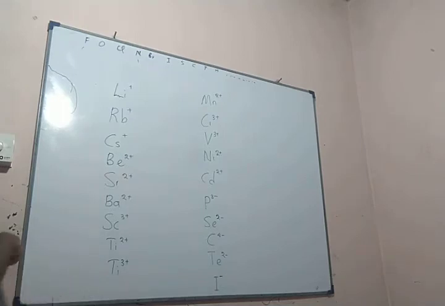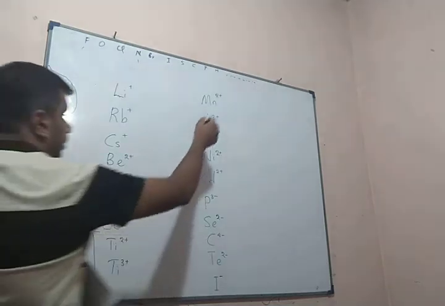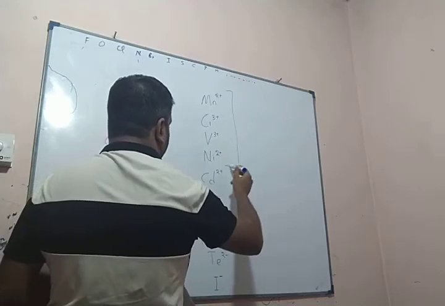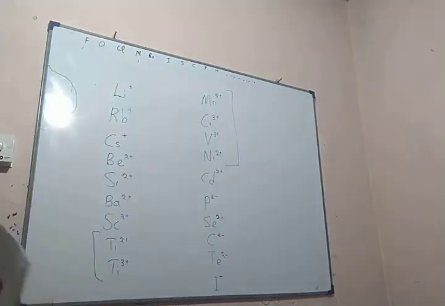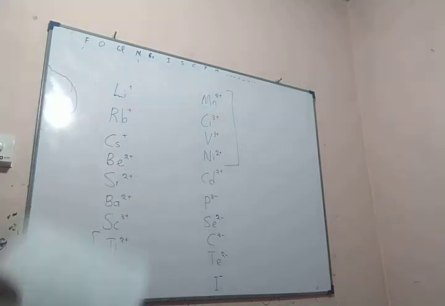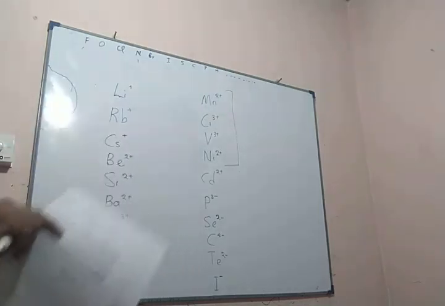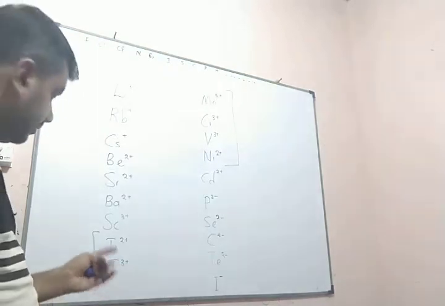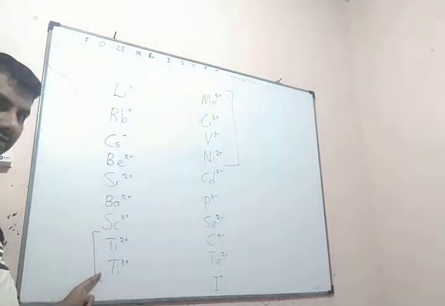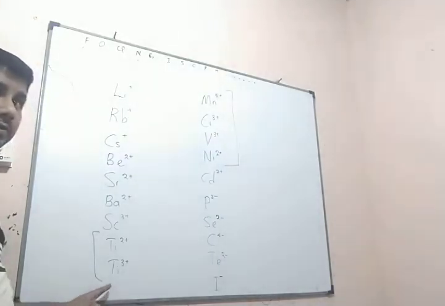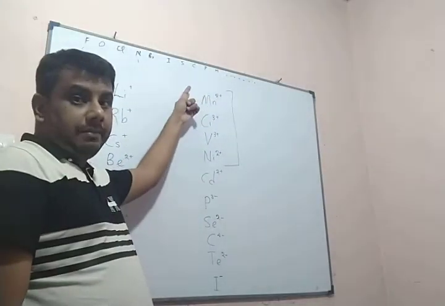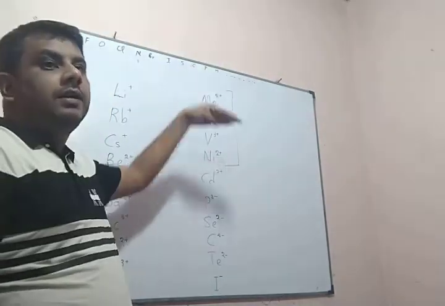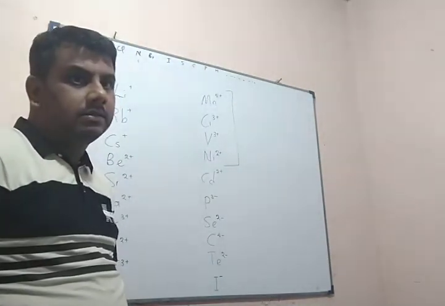For these ions, you should write the oxidation number within bracket, because they are polyvalent. Polyvalent means they have more than one cation. Titanium 2 plus, 3 plus, even 4 plus also. Manganese Mn2 plus, only Mn2 plus I have given, and there are many more, Mn3 plus, Mn4 plus.